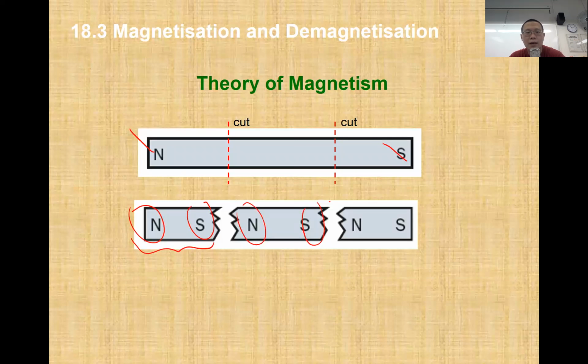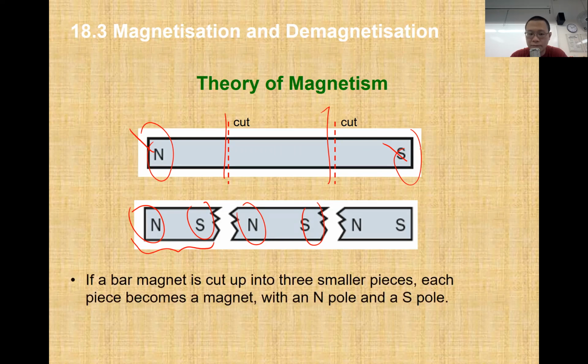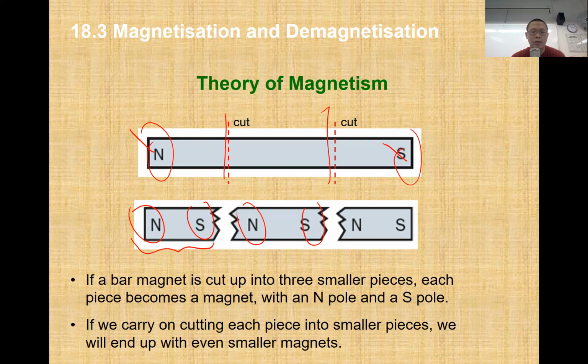It doesn't mean that if I cut at these two corners, they only have a North Pole on this corner, South Pole on this corner, and in the middle I'll get nothing. No, it doesn't work that way. If I cut, you'll find that each individual small piece will still become an individual small magnet itself. Why is it because of that?